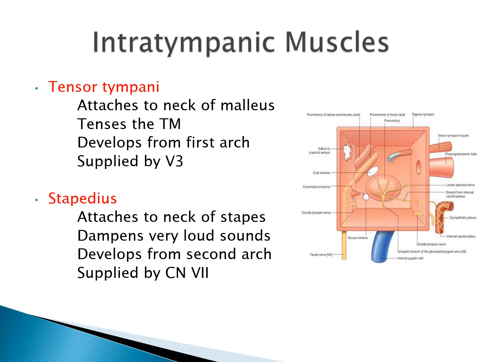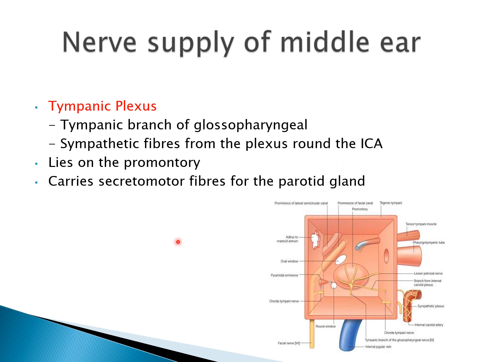The nerve supply of the middle ear. The middle ear is supplied by the tympanic plexus. A plexus is a group of nerves, as we can see here. This is the tympanic plexus. It is formed by the tympanic branch of the glossopharyngeal nerve, that is Jacobson's nerve, and also by sympathetic fibers from the plexus around the internal carotid artery. So the glossopharyngeal nerve and the plexus around the internal carotid artery form this tympanic plexus. This tympanic plexus lies on the promontory, and it also carries secretomotor fibers for the parotid gland.